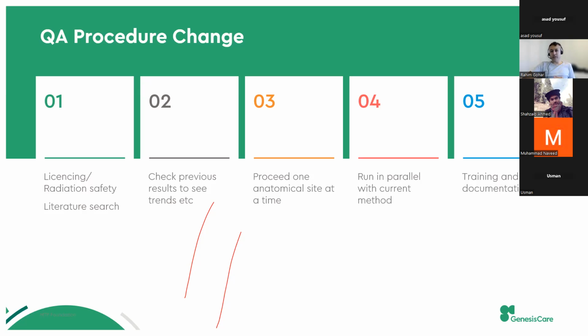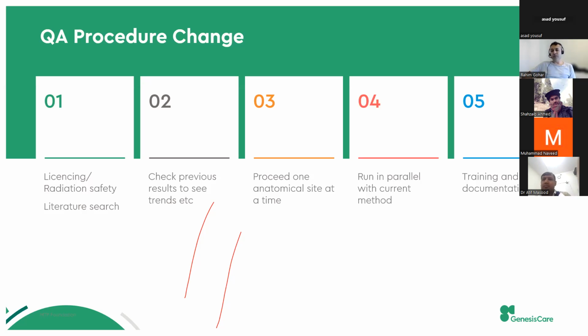And then the second important point is that you will see the trend of QA results, what are the chances of your plans failing on that device, right? And then you cannot straight away jump and say let's quit the QA program for all the sites. No, it's not possible. You will start with simple anatomical sites, one at a time, starting from very simple cases, and then you can move towards head and neck complex plans.